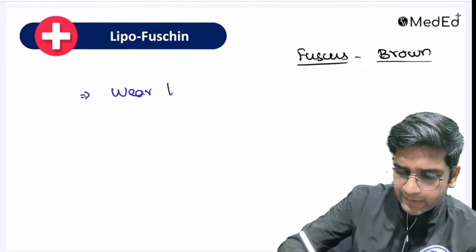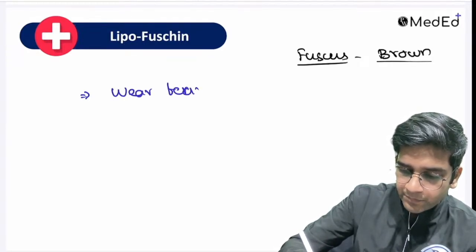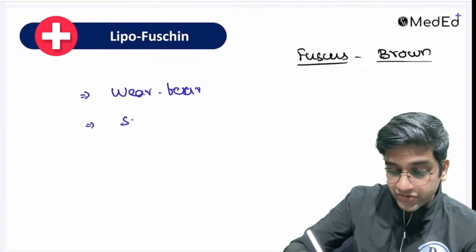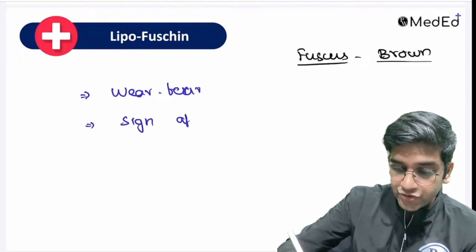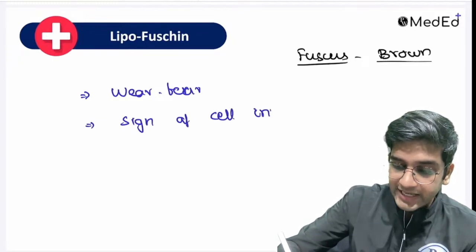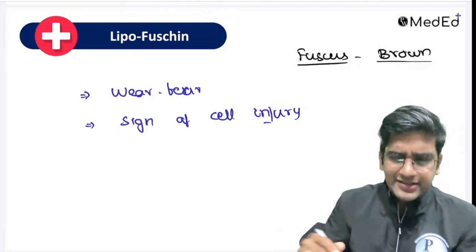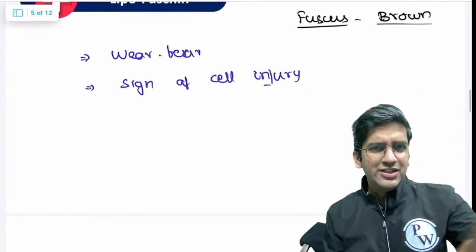There are a few other names for lipofuscin. It's a wear and tear pigment. It's also a telltale sign of cell damage or cell injury. Okay. So what lipofuscin is primarily made of is something we read in atrophy also. Same, similar concept, that's all.